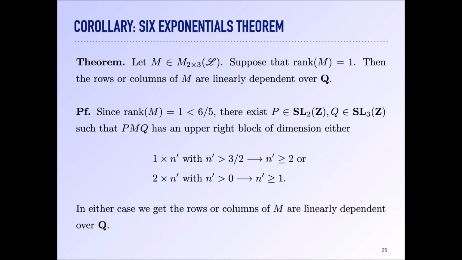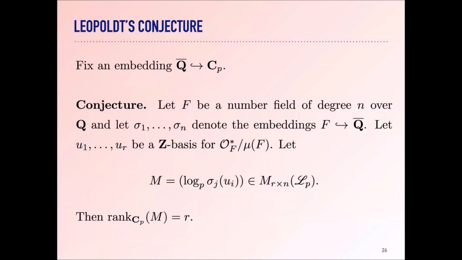Okay, there's not too many values for what m prime and n prime can be. If m prime is 1, then n prime being greater than 3/2 means it's at least 2. If m prime is 2, then n prime has to be greater than 0, which means that it's at least 1. So either way, you check if you have a 1 by 2 matrix or a 2 by 1 matrix of zeros in your original matrix, then that means that your rows or columns are linearly dependent over Q. Okay, so there's a corollary. And so I'm going to prove that next time.